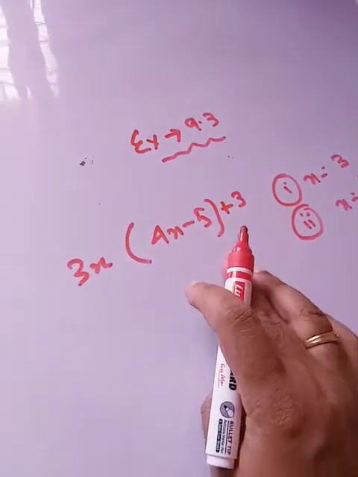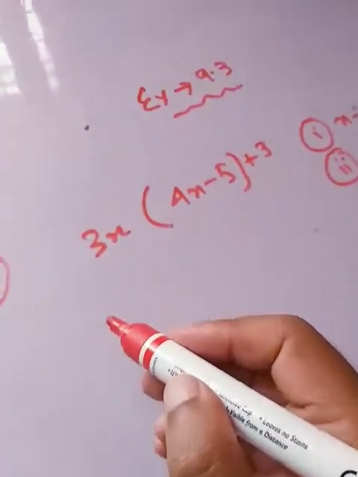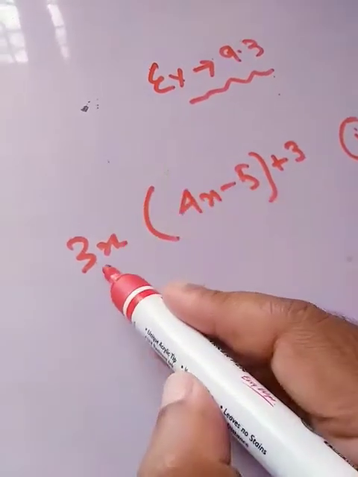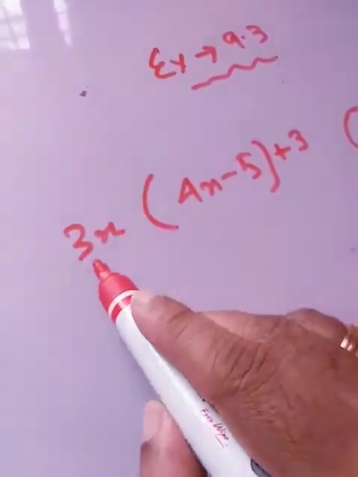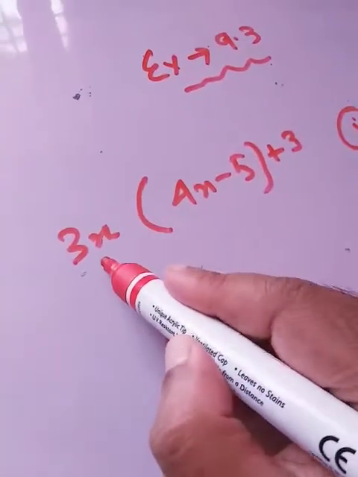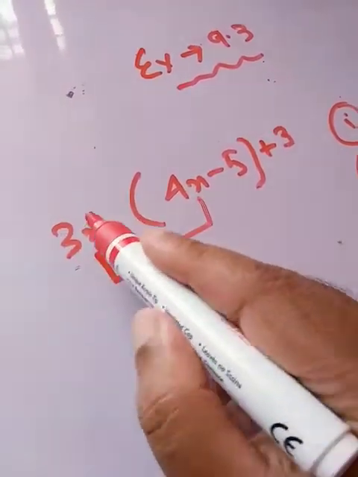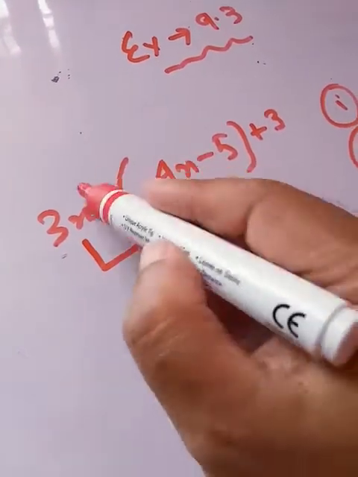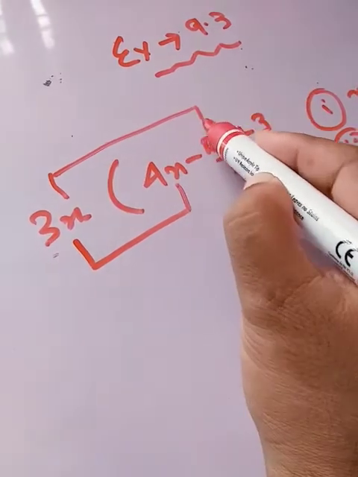Now what is the meaning of simplify? We have to open the bracket. So what we have learned earlier, how to open it. Suppose you are multiplying a monomial term with a binomial term, what we have to do? This monomial has to be multiplied with this term first, and again we have to multiply this with this.